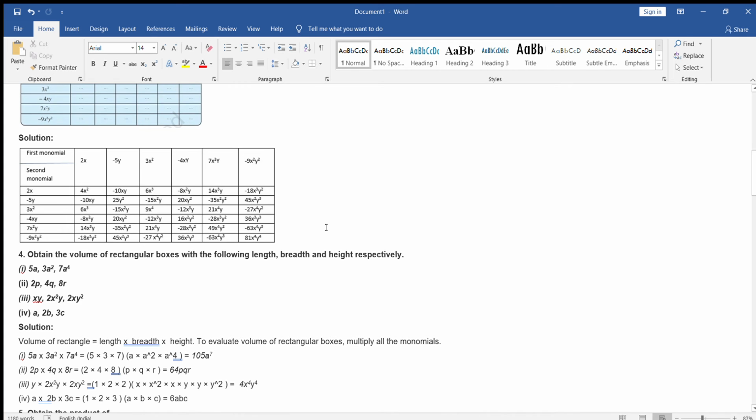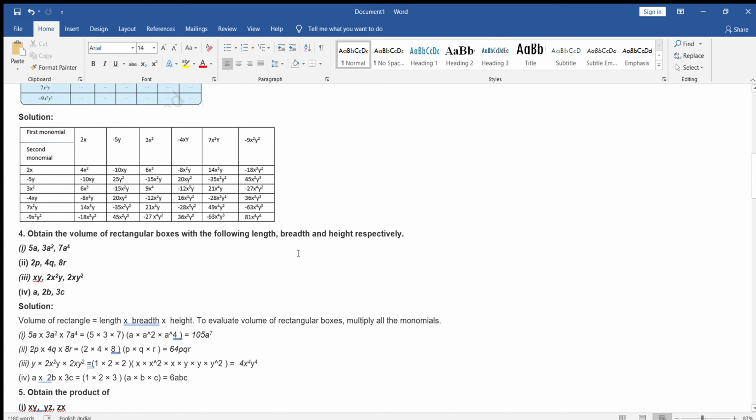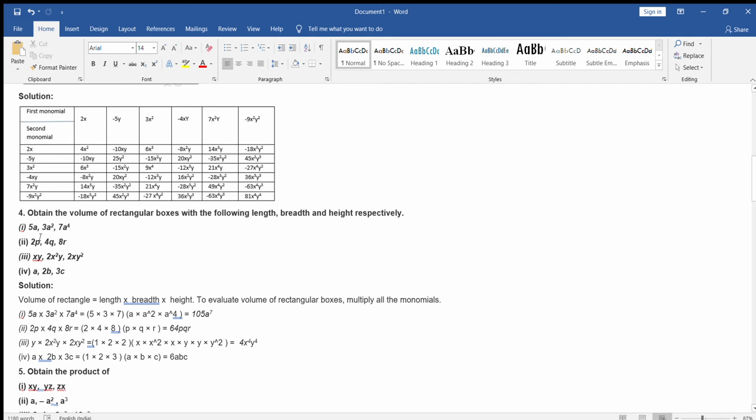Now see our question number 4. We have to find the volume. The formula of volume is that we multiply L, B and H. We have to multiply all these terms for finding the volume. So one you assume as L, then B, then H. So volume is LBH, and we will multiply all three terms. In all these three terms, we find the constant as well as the variable. See, 5 3s are 15 and 15 7s is 105.